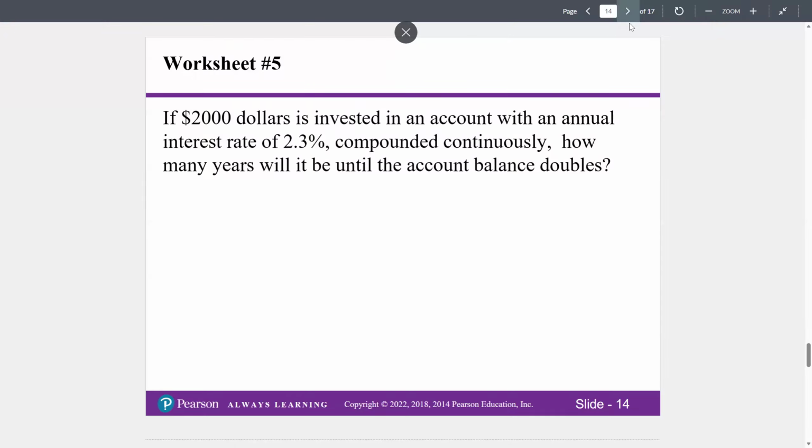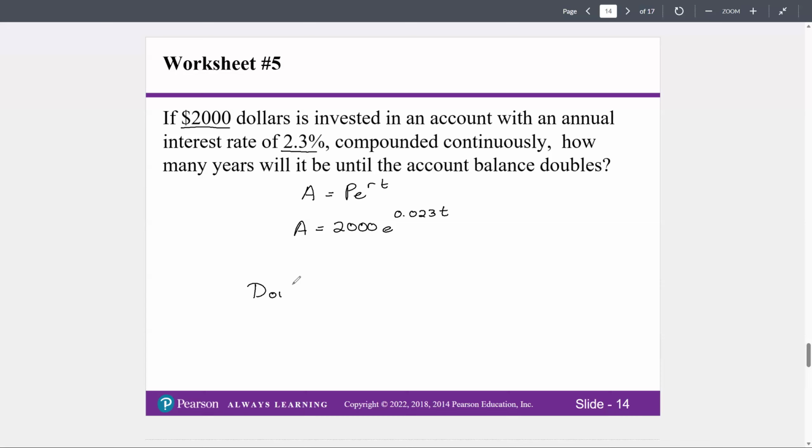So for an example, if $2,000 is invested in an account with an annual interest rate of 2.3% compounded continuously, how many years will it be until the account balance doubles? This is a formula we've seen before. We are starting with a principal of $2,000, we have e, and our rate is going to be 0.023 to the t. We want to know how many years it is going to take for our account to double.